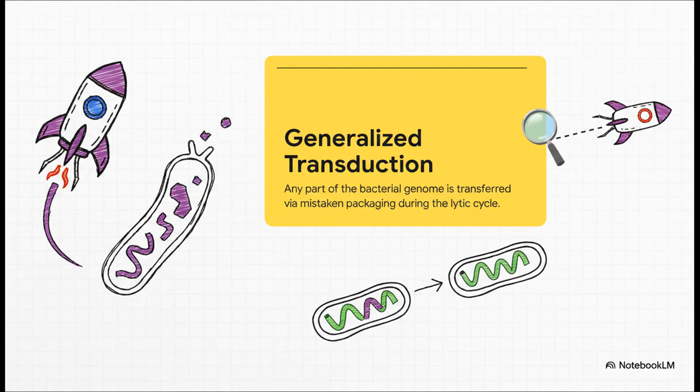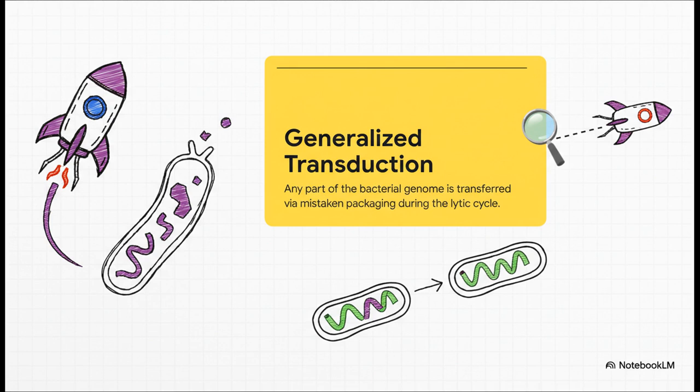Okay, so here's where the gene transfer comes in. Generalized transduction is basically a mistake that happens during the lytic cycle. Remember how the host chromosome gets all chopped up? Well, during the assembly stage, every once in a while, the phage's packaging machinery accidentally grabs a random fragment of that bacterial DNA and stuffs it into a new phage head, or capsid, instead of its own viral DNA.